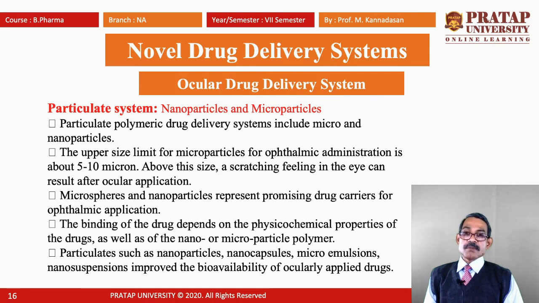The upper size limit of microparticles for ophthalmic administration is about 5 to 10 micron. Above this size range, a scratching feeling in the eye can result after ocular application. If the particle size is greater than 5 to 10 micron, what happens? After instilling the product into the eye, it produces an unwanted itching sensation, because as the particle size increases, they produce a scratching feeling.